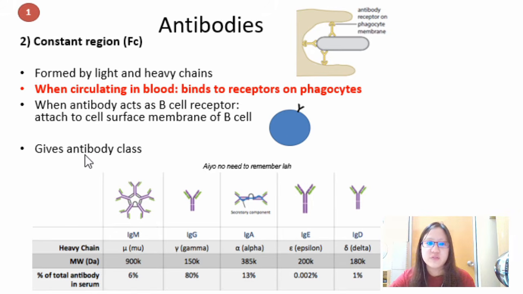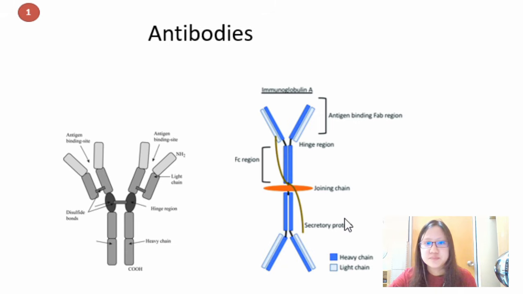Now, another function of the constant region is to give the antibody different classes. No, it's not the same as your M1, M2, S1, S2, S3 sort of thing. No, different class as in types. So you can see here IgM, IgG, these are immunoglobulin M, short for that. And they have different constant regions. You don't need to remember this, I'm just showing you what different shapes antibodies can take.